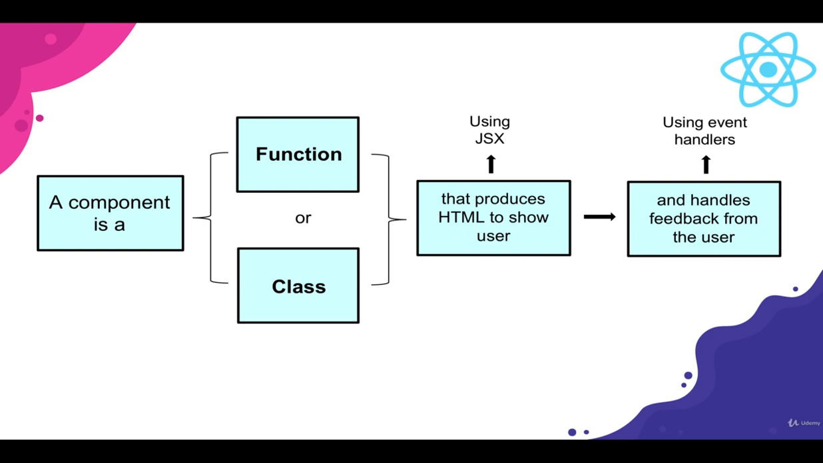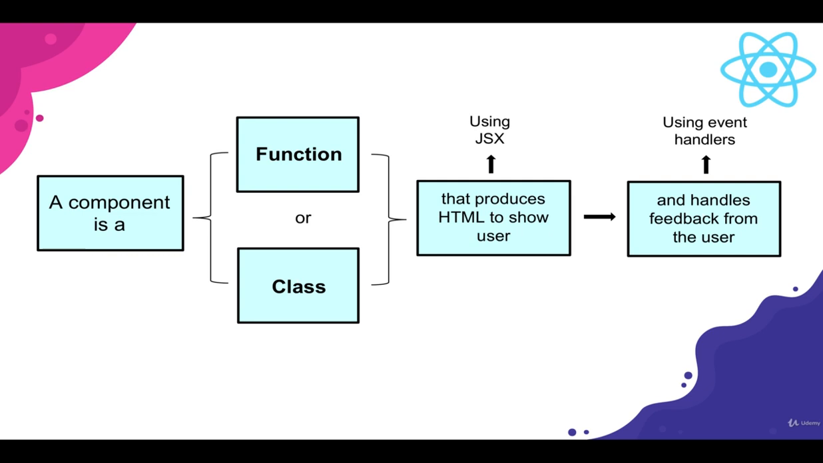So in order to produce content or HTML to show the user, we're going to write out some amount of JSX. Remember, JSX is going to look like HTML. Now, in order to handle feedback from the user, you remember back when we used CodePen, we used those things called event handlers? Of course you do. We're going to talk about this step a little bit later on, but right now our focus is just on showing content to the user and using a small amount of JSX.